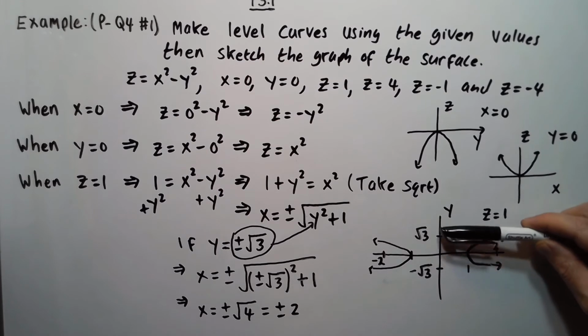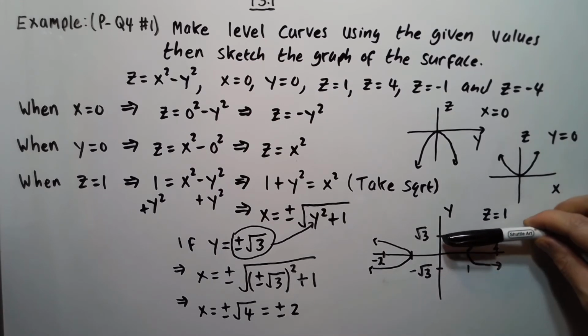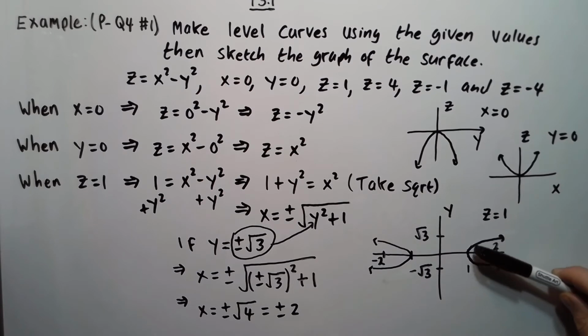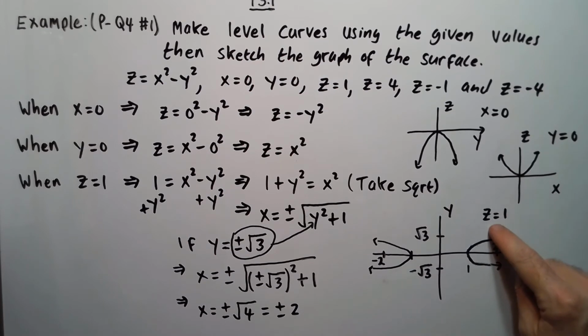Okay, so when y is square root of 3 or minus square root of 3, the x value is plus or minus 2. So you'd have 2 here, 2 here, minus 2 and minus 2. So you can see that it's going to be sideways parabolas then from these points. You should convince yourself anyway. Okay, so that's our level curve when z is 1.